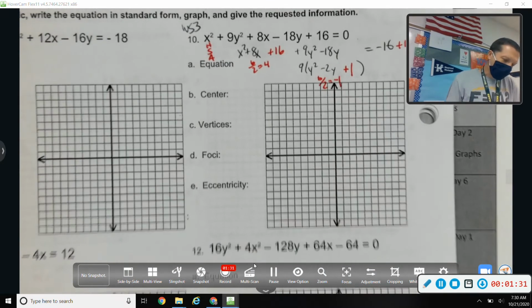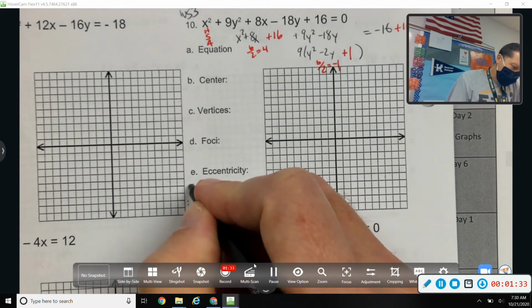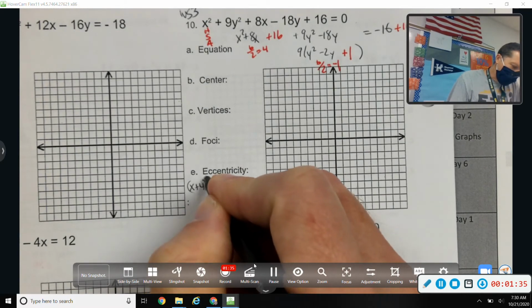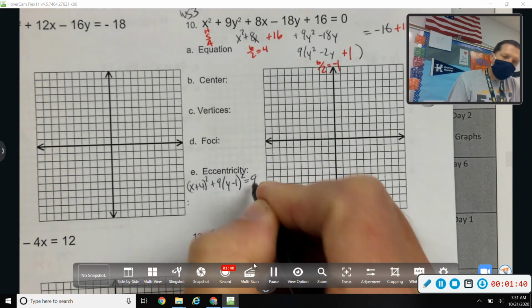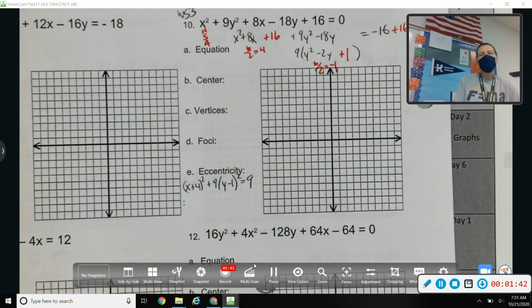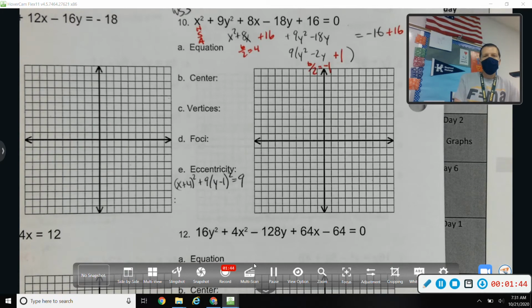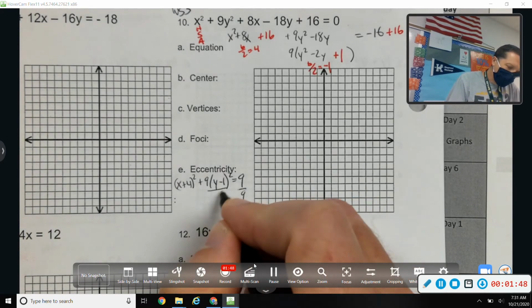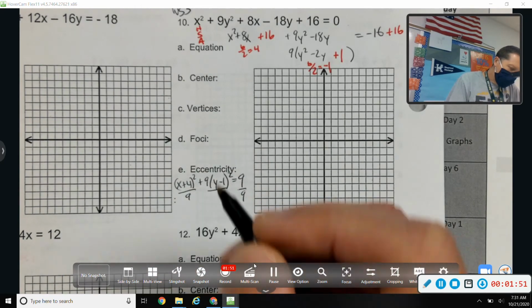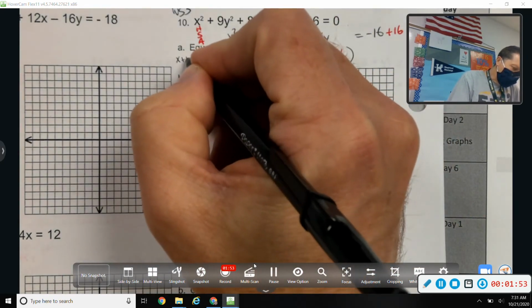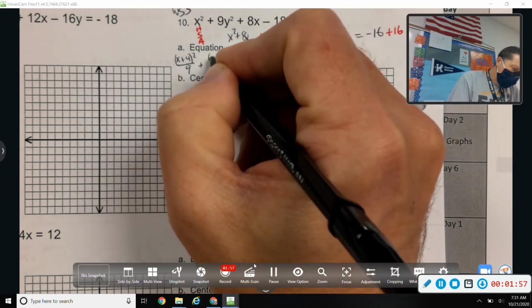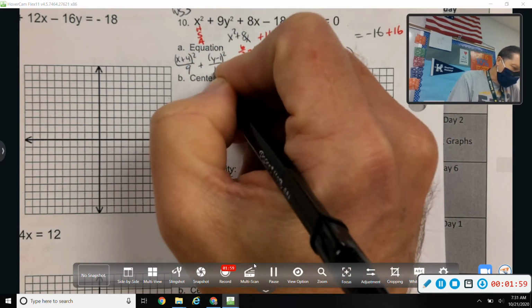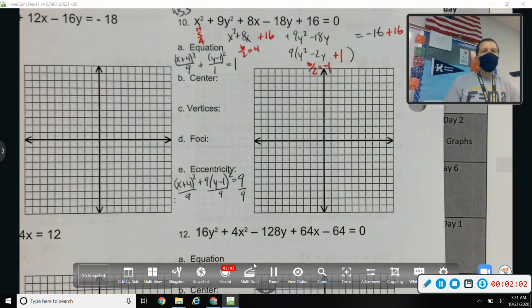So I am running out of space here, but x plus 4 squared plus 9 times y minus 1 squared equals 9. Let's divide everybody by 9 to make it equal to 1. So my final equation is x plus 4 squared over 9 plus y minus 1 squared over 1 equals 1.